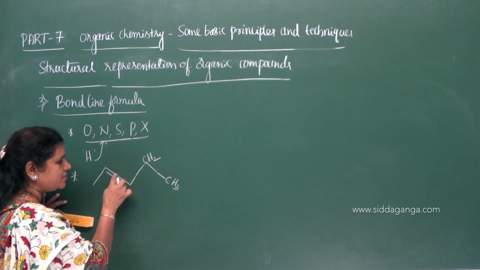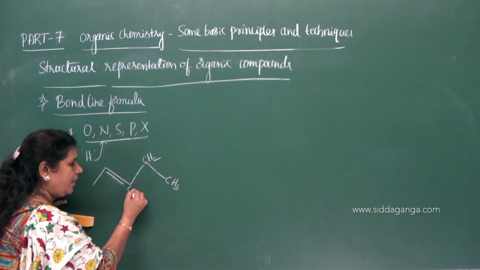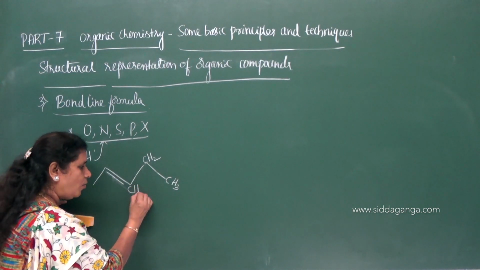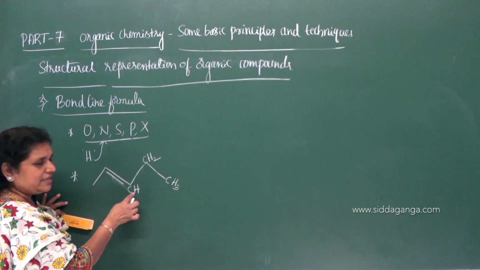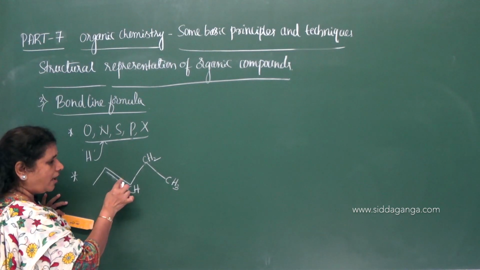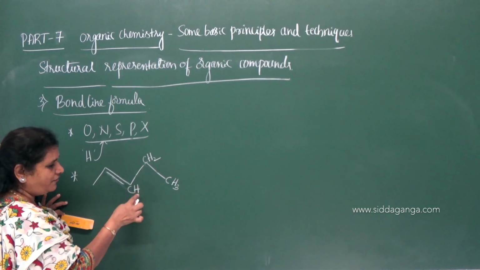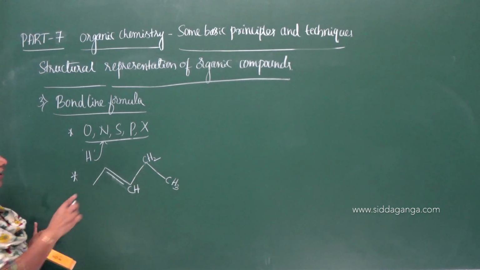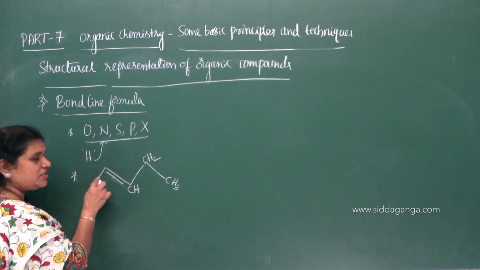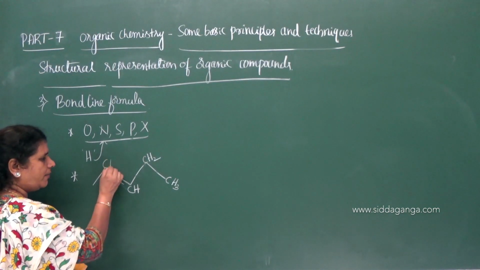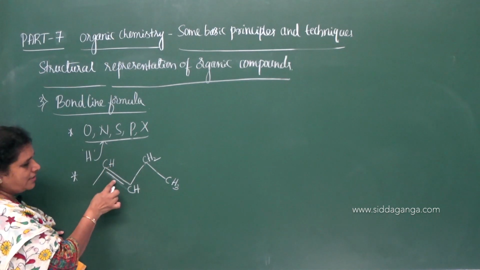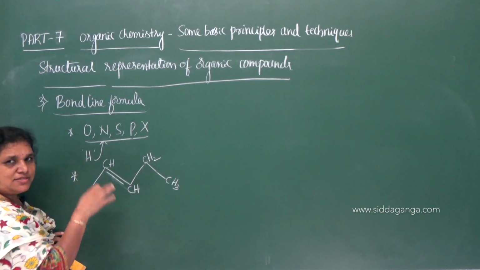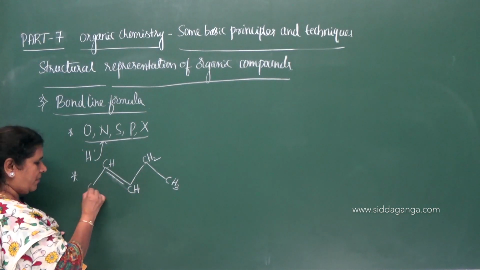Then what does the intersection of these two lines indicate? The intersection of these two lines indicates one carbon and one hydrogen. Here you have to write CH only. Why? Because the carbon already forms three bonds, is left with one bond, and that bond is satisfied by one hydrogen. Now what does this intersection of two lines indicate? One carbon and one hydrogen. As the number of bonds increases, the number of hydrogen atoms decreases. Clear? What is the terminal end?